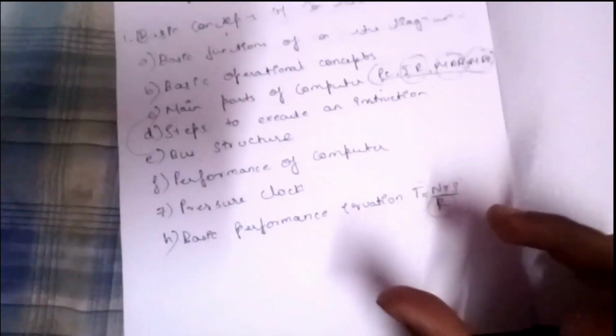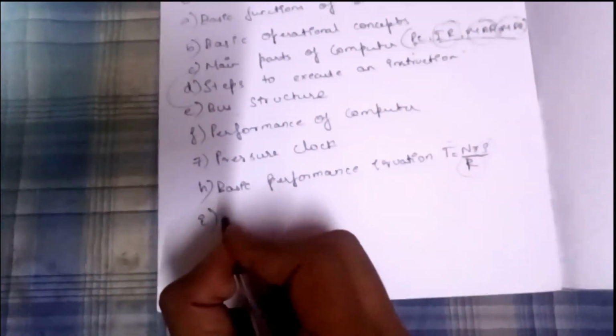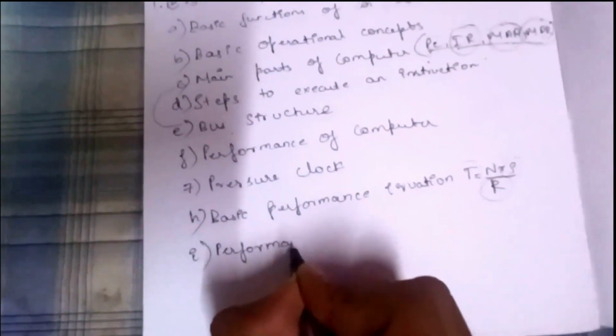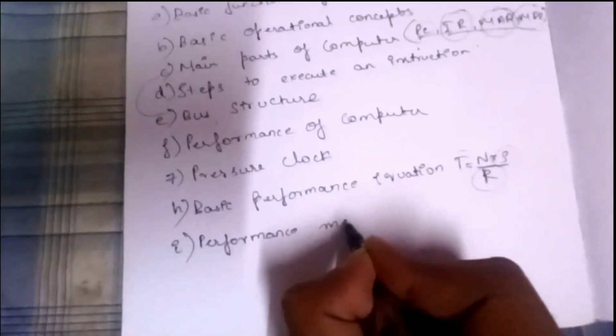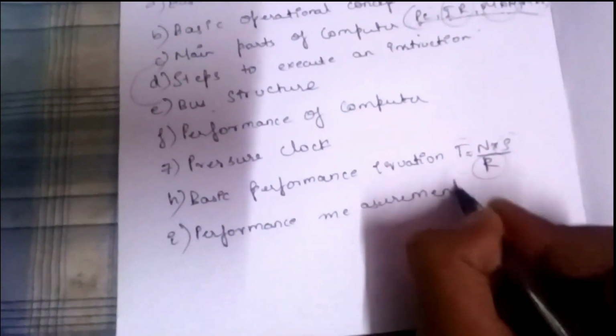This is small, but it can come for 8 marks, 5 marks, more than 6 marks. This question is very important. Basic performance equation. And ninth question is performance measurement.